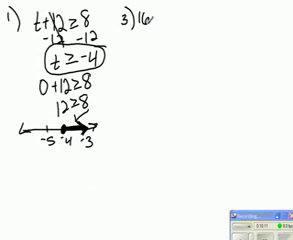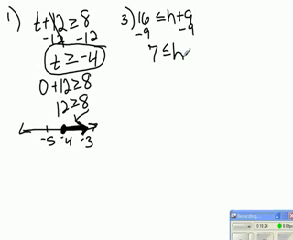Number 3 says 16 is less than or equal to h plus 9. And we want to get h by itself, so I want to subtract the 9 to make it move over here. 16 minus 9 should be 7. All right, and I got to rewrite it so that my h is on the correct side. So h is greater than or equal to 7.